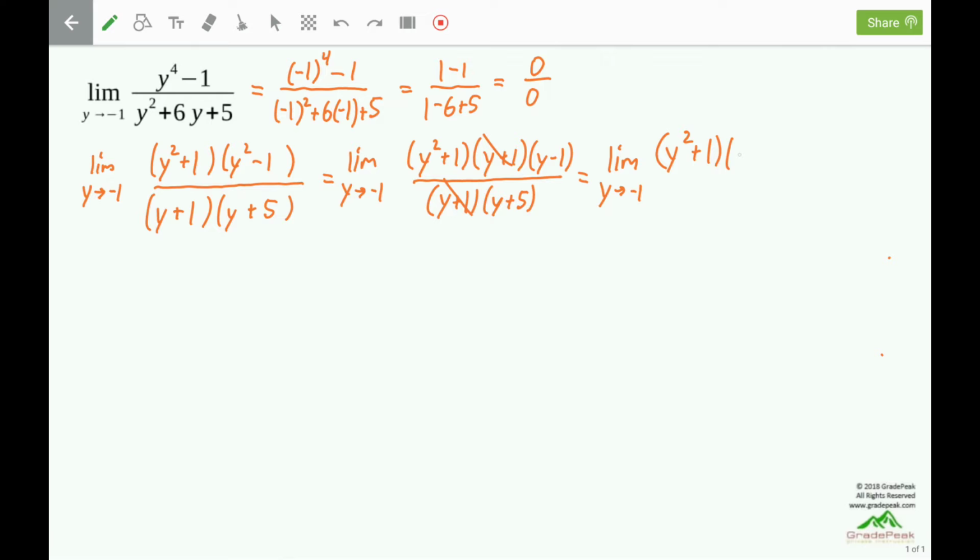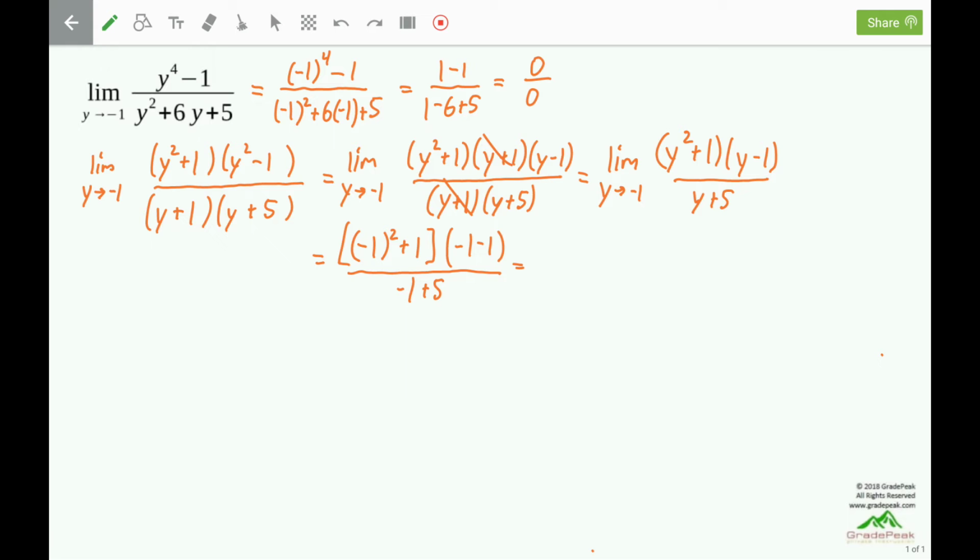So I'll just rewrite this. Limit as y goes to negative 1 of (y squared plus 1) times (y minus 1) over (y plus 5). We can now try plugging the negative 1 in for all of the y's. Negative 1 squared plus 1, times a negative 1 minus a 1, divided by a negative 1 plus 5.